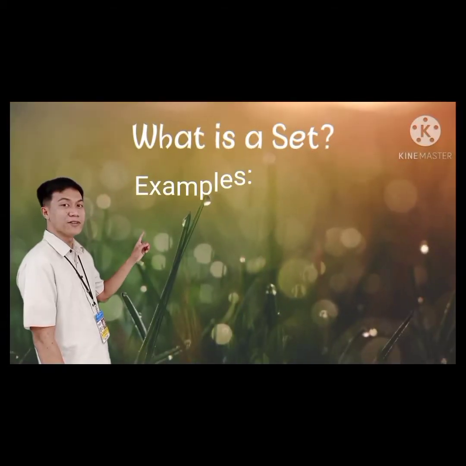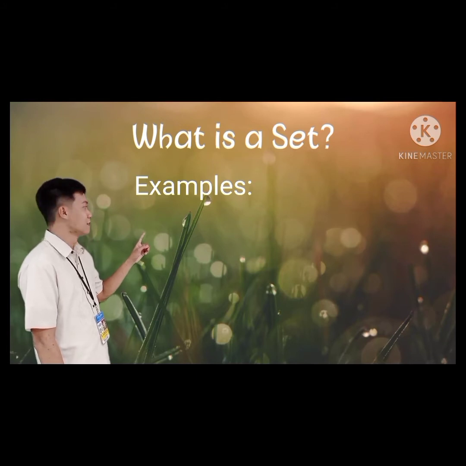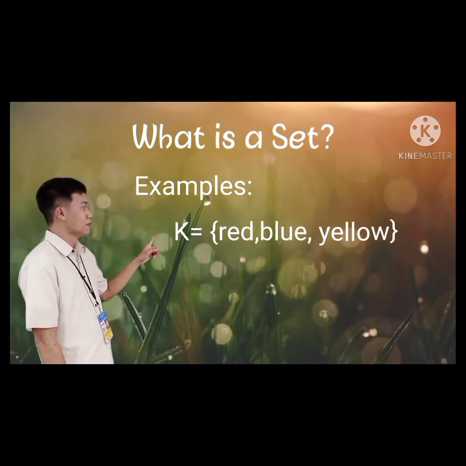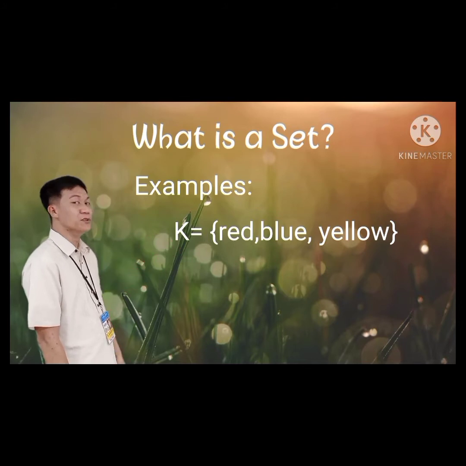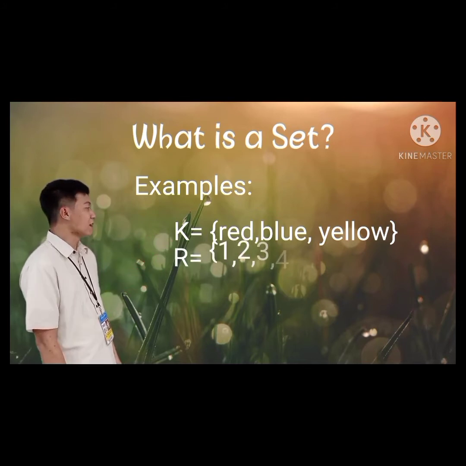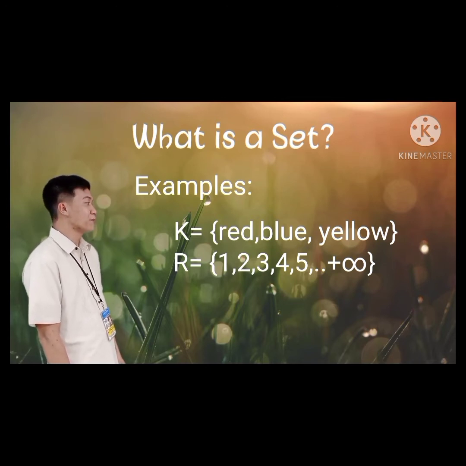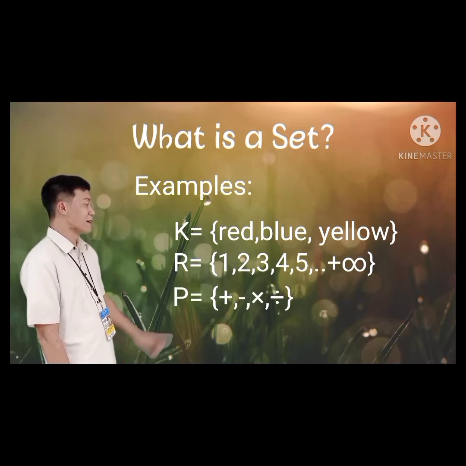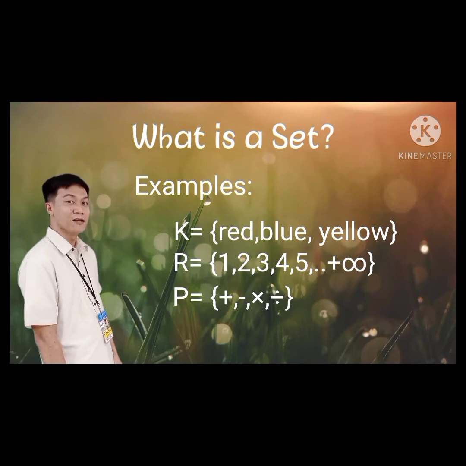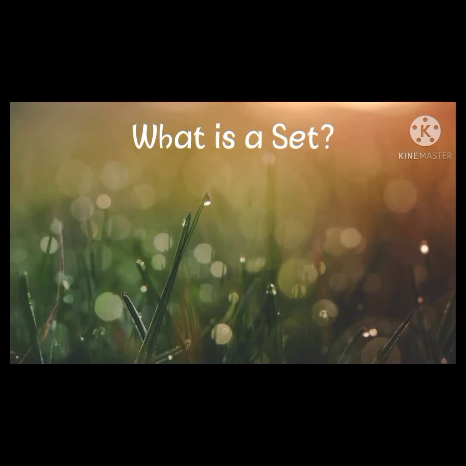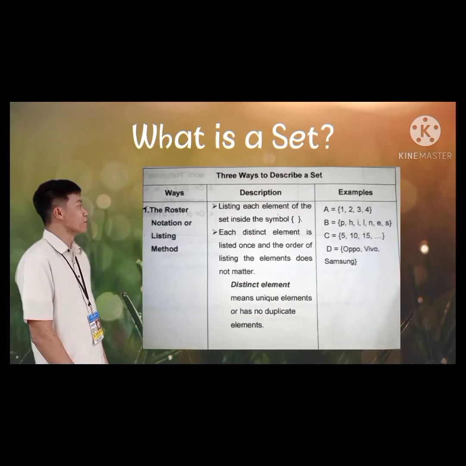Okay, another example of a set. Your set K, the elements are red, blue, and yellow. Your set R, the elements are 1, 2, 3, 4, 5, up to positive infinity, and so on and so forth. And your set P, the elements are plus, minus, times, and divide, or the four fundamental operations. There are three ways to describe a set.